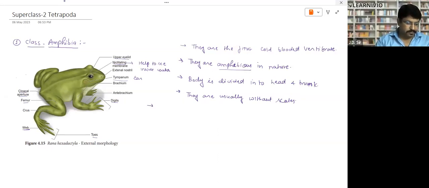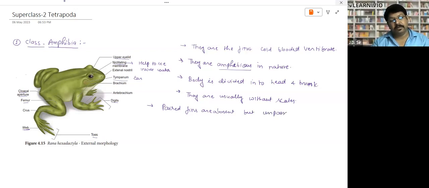Next point. Fins, paired fins. Paired fins are absent. But unpaired fins may be present in some. Fins may be present, right?